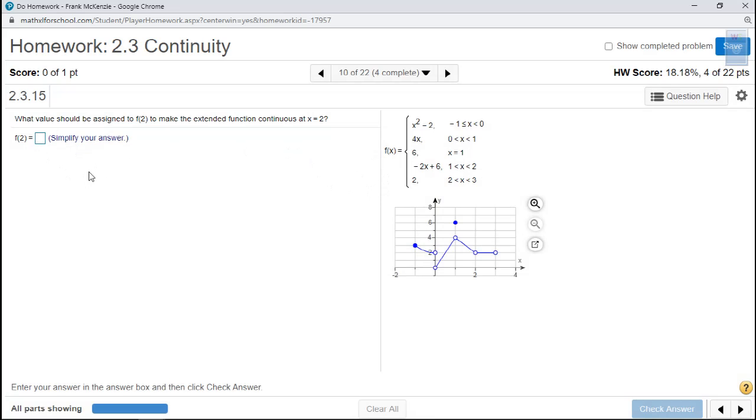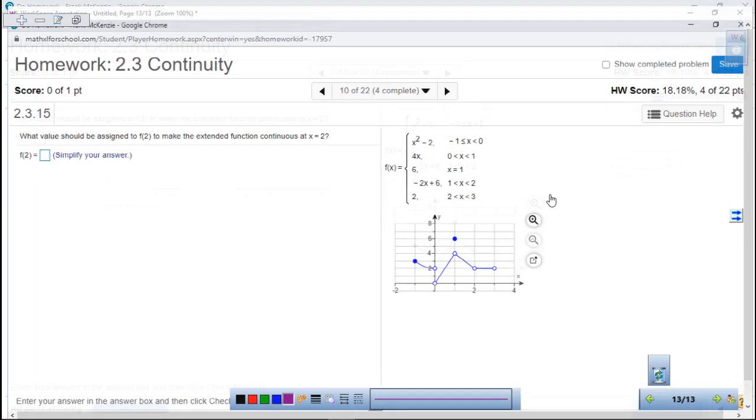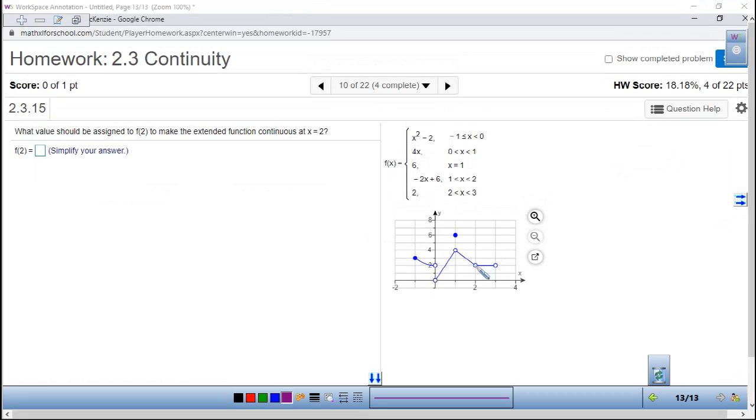All right, now when they ask you a question like this, what value should be assigned to f of 2 to make the extended function continuous at x equals 2? What they're asking is, they're saying there's not a point there. What should you assign the value to make that thing continuous? Once again, get familiar with the piecewise function. But for f of 2, to make this thing continuous, you're looking at the left-sided limit and the right-sided limit. What are they both approaching? Well, from this side we're approaching 2. From this side we're approaching 2. So f of 2 should equal 2.